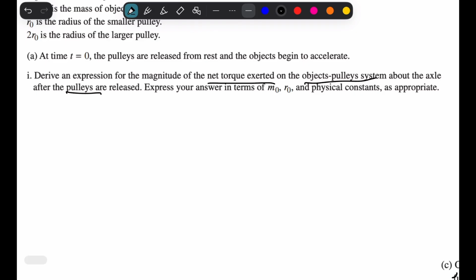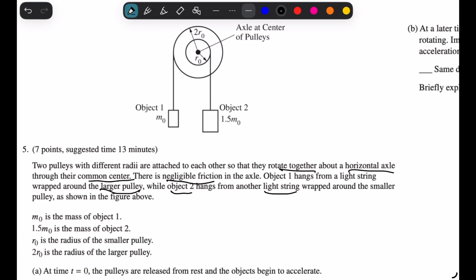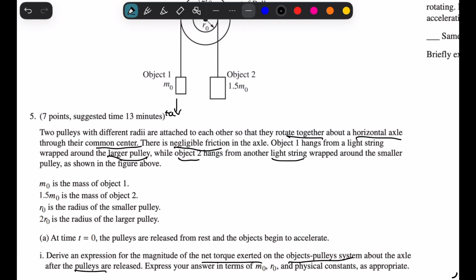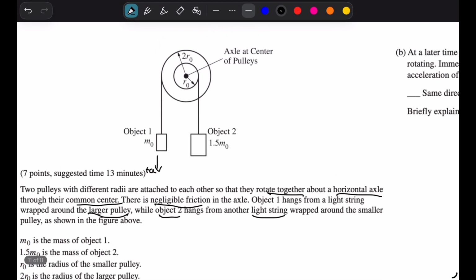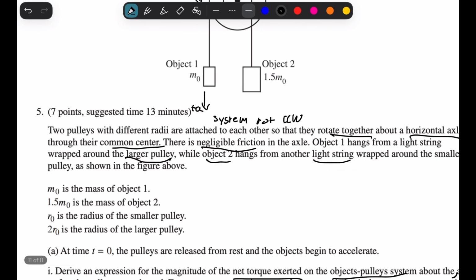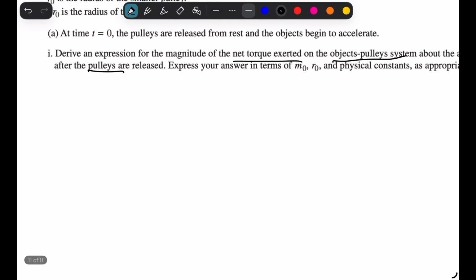So what we have here, we can first write that after release, we know that object 1 is going to accelerate downward, right? So this object is going to go down. We'll make that our positive direction, and that's our acceleration. So that means that the system is going to rotate in the direction caused by object 1. So the system rotates in this direction, which is our counterclockwise direction. Counterclockwise is the positive direction, by the way. And we can start by finding the torque.